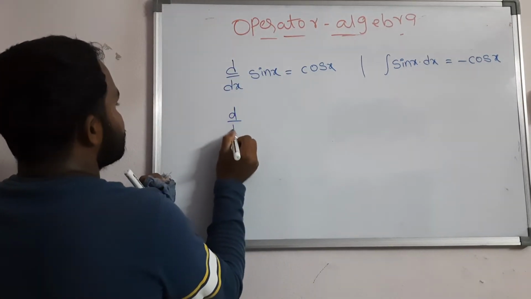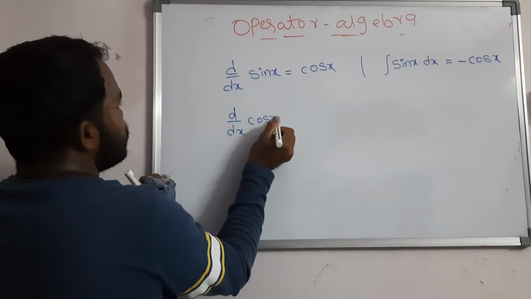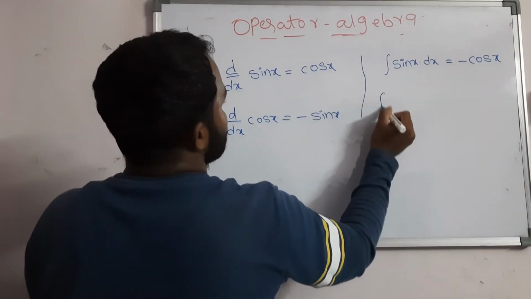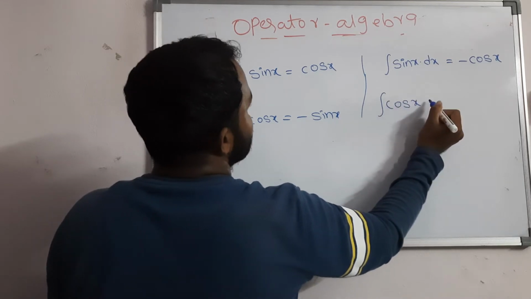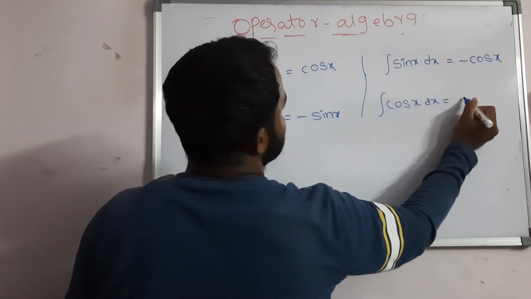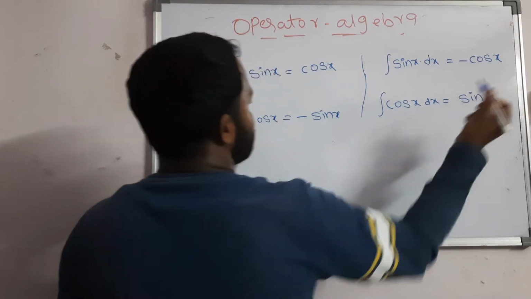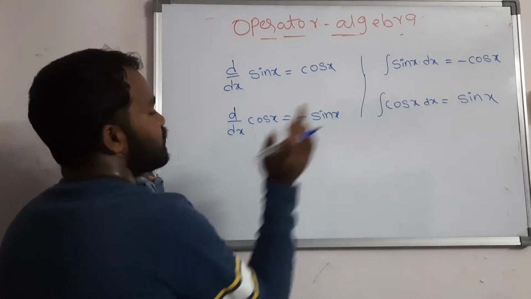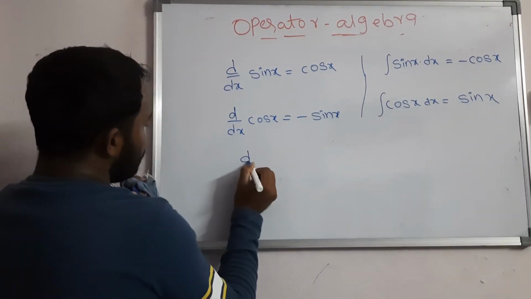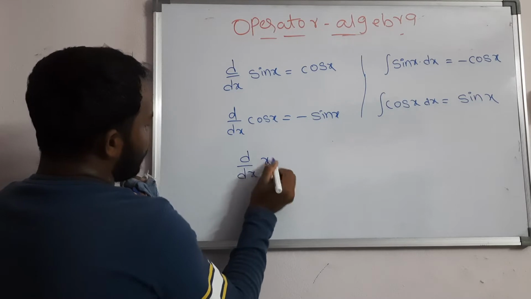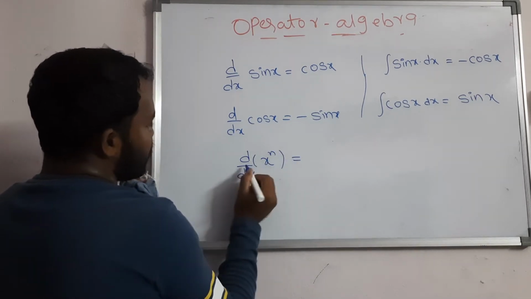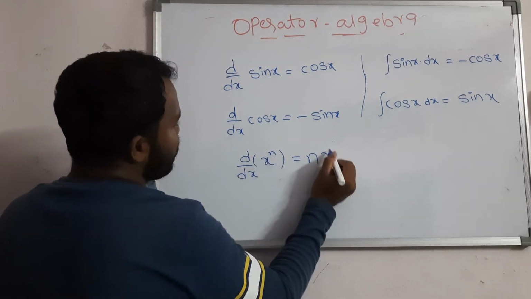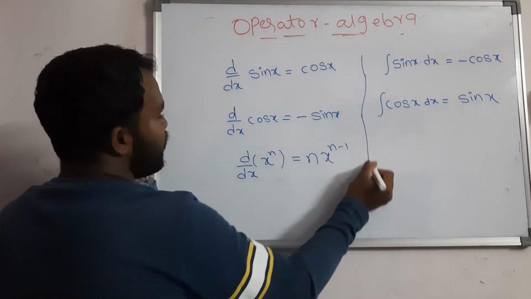Same, d by dx of cos x, you should write minus sin x. Integration of cos x into dx, you should write sin x plus c. So these are the differentiation and integration formulas for sin x and cos x. Next, the d by dx of x power n formula: d by dx of x power n is n into x to the power of n minus 1.